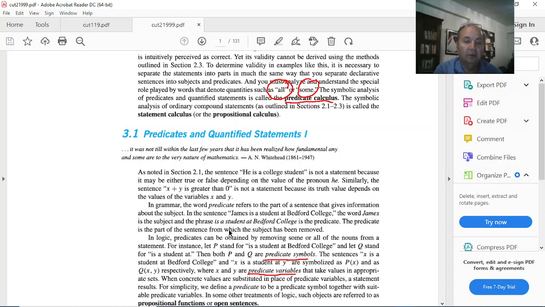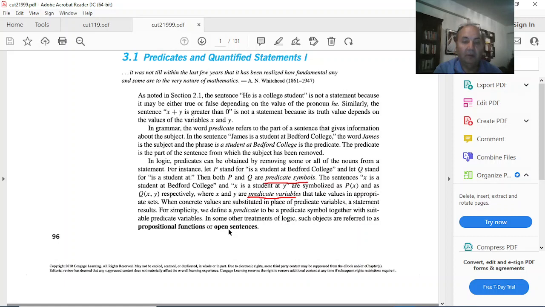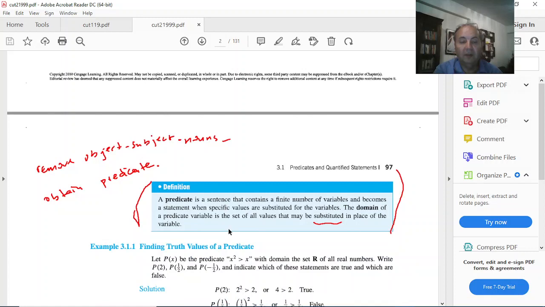Now in mathematics, it's a little bit different. We will talk about P(x) and Q(x, y). x and y are predicate variables, P normally stands for the domain, and Q(x, y) is the result you get. A predicate is a sentence that contains a finite number of variables and becomes a statement when specific values are substituted for the variables.